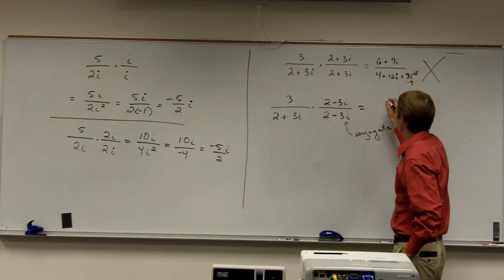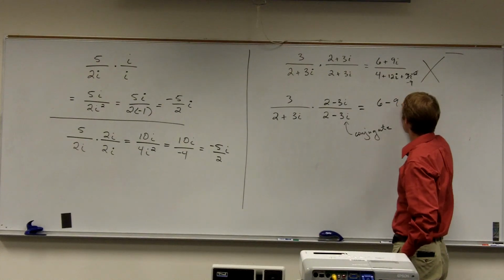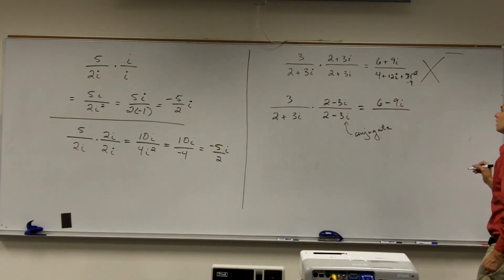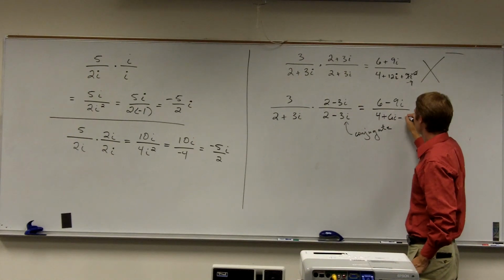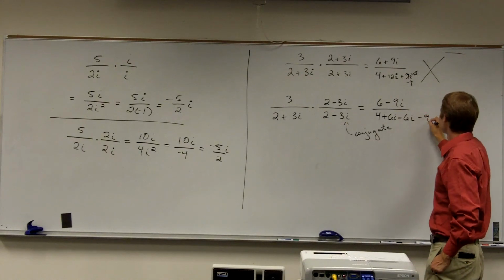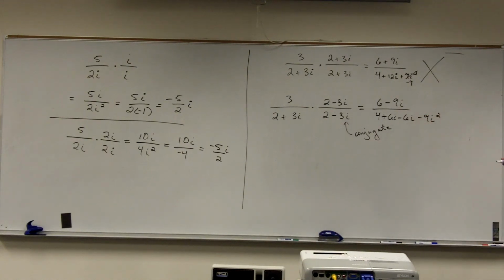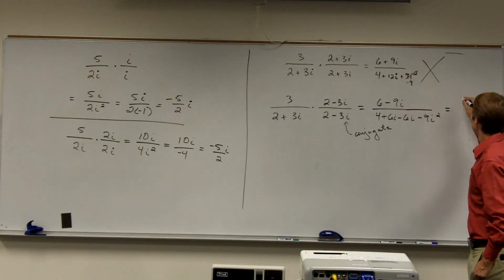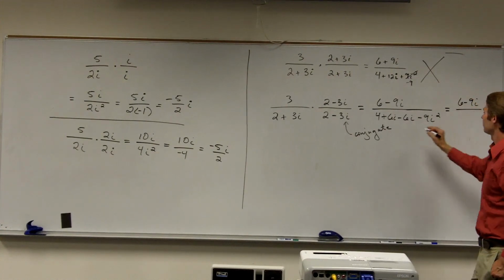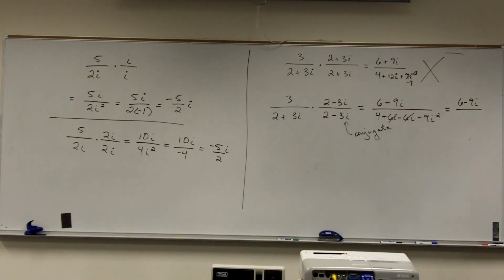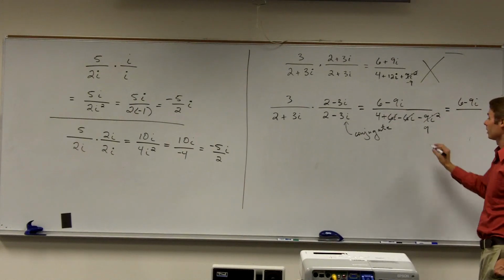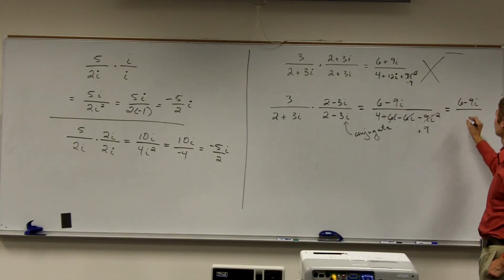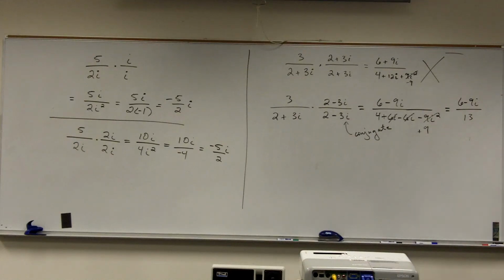So here in the top, I'll get 6 minus 9i. And then in the denominator, I'll get 2 times 2, which is 4, then plus 6i minus 6i minus 9i squared. So I'll leave 6 minus 9i on the top. 6i minus 6i, that cancels out like we hoped. And then negative 9i squared is really just positive 9, right? Because i squared is negative 1. So I'll end up with all this over 13. So that's going to be kind of our trick that we're going to use here.